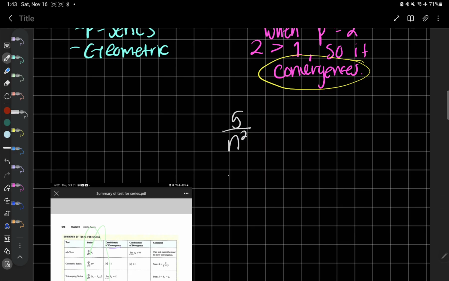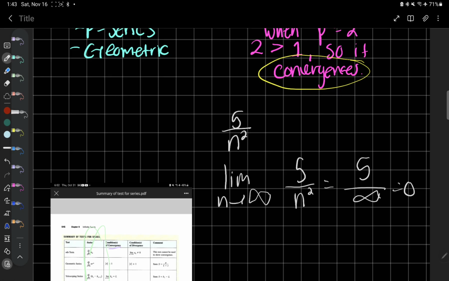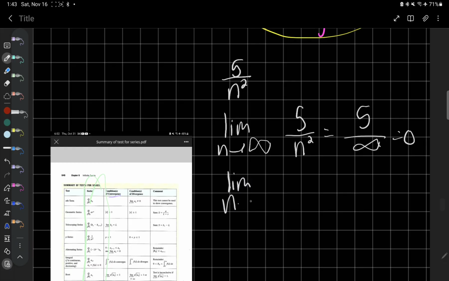In 5 over n squared, if you take the limit as n goes to infinity of 5 over n squared, you put 5 over infinity, and that will equal 0. Let me see if I put a different number. Let's see if I put 10 over n squared. 10 over infinity equals 0.